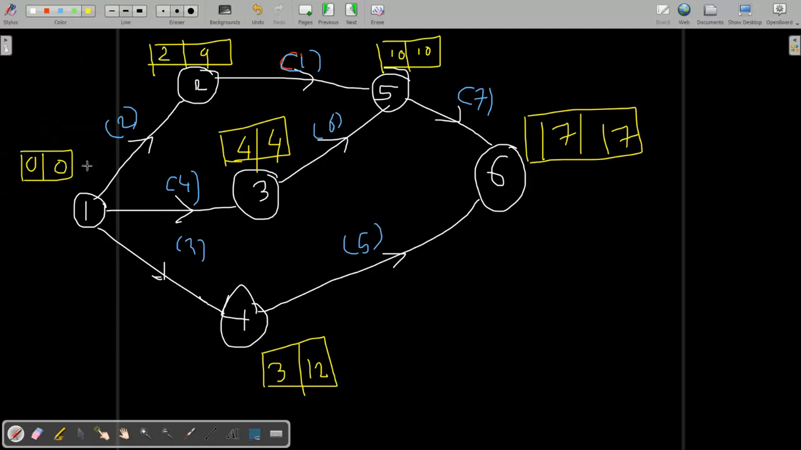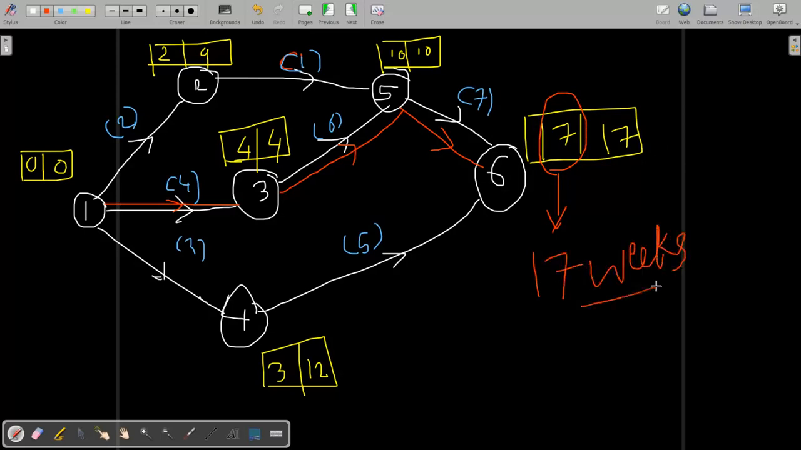Now, whichever activity has zero difference between starting time and finish time is our critical activity. So 1 to 3, 3 to 5 and 5 to 6 are our critical activities, and the project duration is 17 weeks. So this is the answer, and this is how it can be solved.